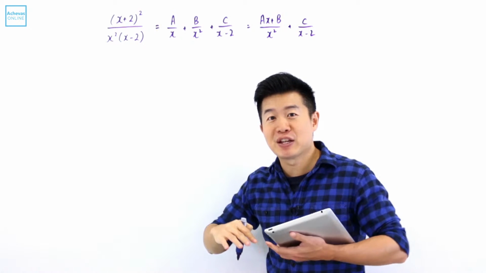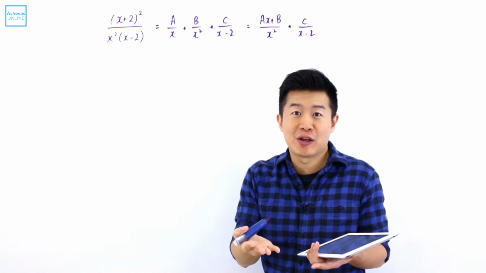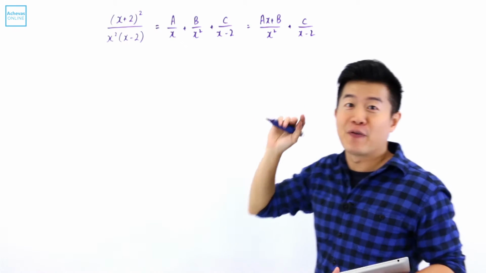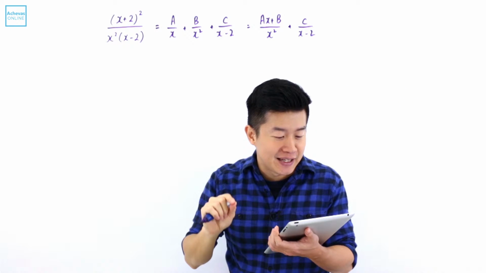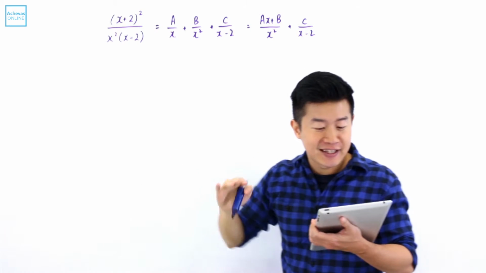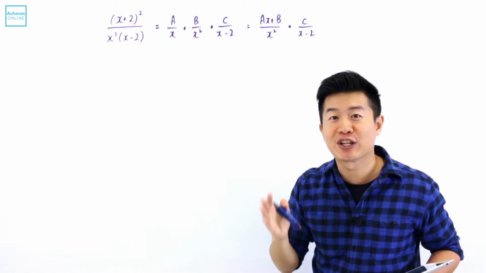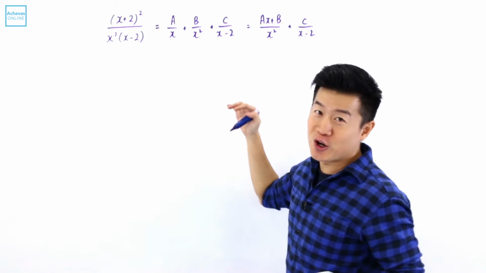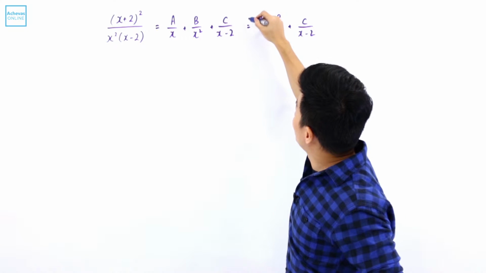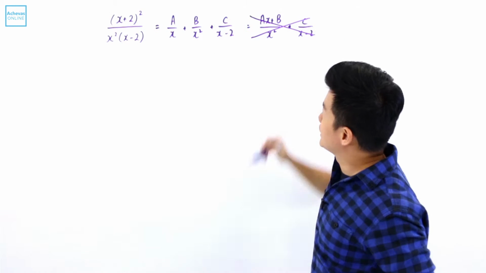If the question didn't mention anything and you are able to make the choice yourself, you can choose either this or this. But for this particular question, it is mentioned that we are supposed to re-express this as the sum of three partial fractions, which means that the choice is obvious. I'm going to go for this expression. So for now, I'm not going to use this.